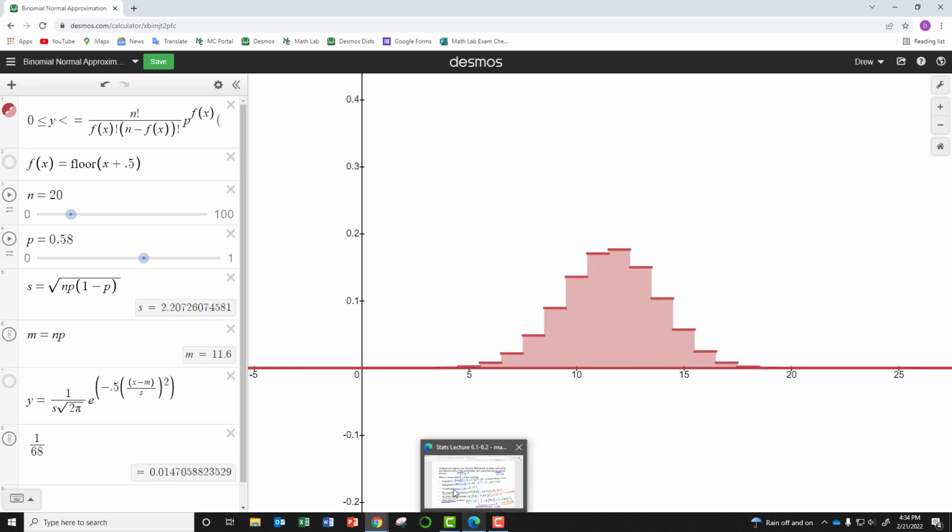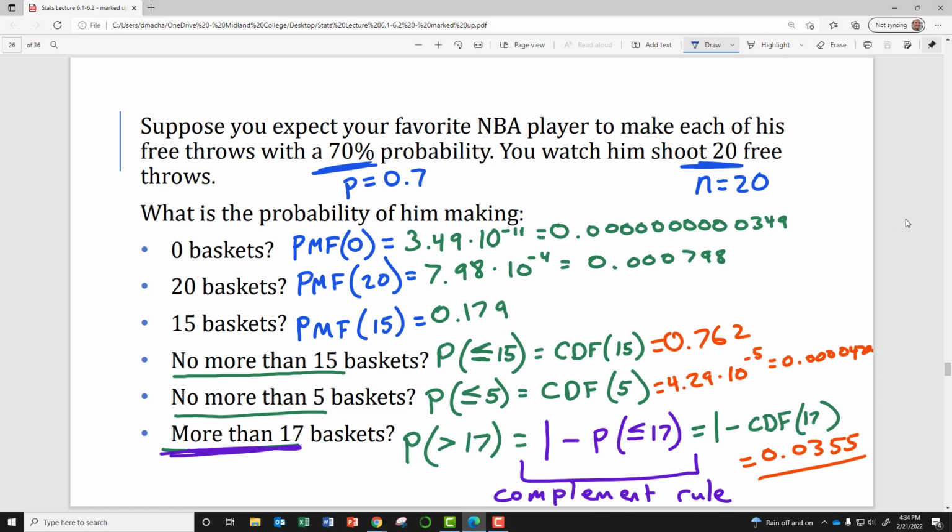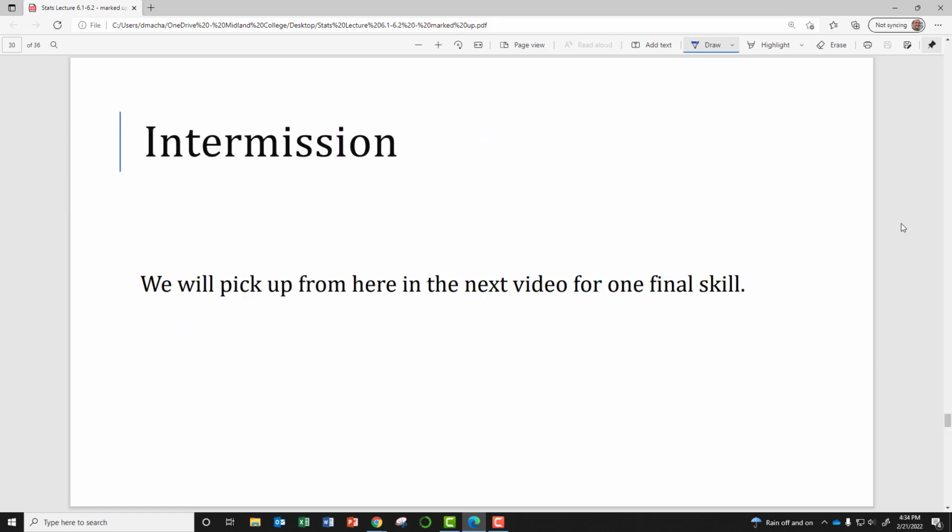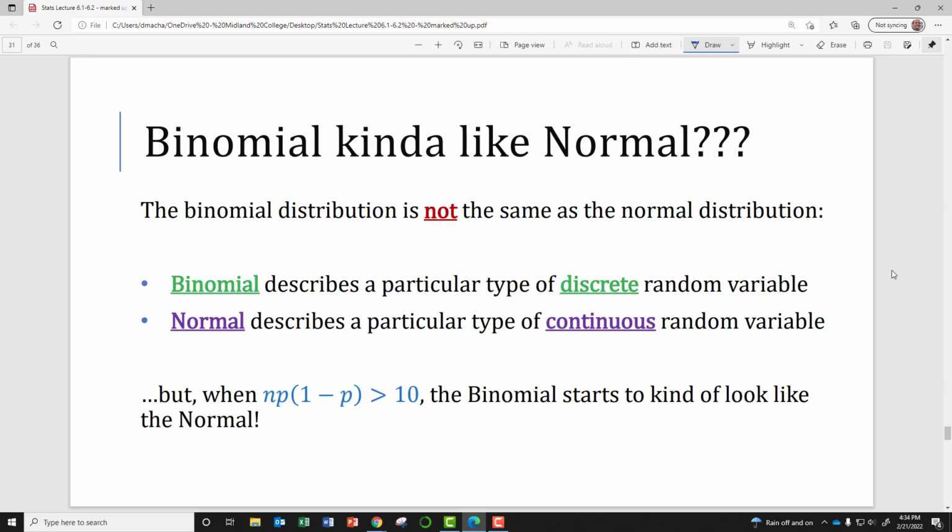What I want to point out next is that while this binomial distribution is not the same thing as the normal distribution that we've discussed in previous chapters, it's kind of like the normal distribution. So while it's not the same, and there's big important differences, right? The binomial distribution describes a particular type of discrete random variable, where your random variable can only take on discrete values like 1, 2, 3, 4, 5, 6. A normal distribution describes a type of continuous random variable, where you can have outcomes like 1.5 and 7.159.